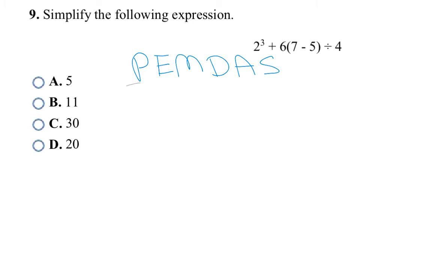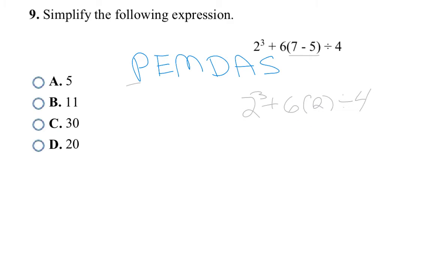So I'm going to do parentheses first. So it's going to be this 7 minus 5. Everything else in this expression will stay the same. I have 2 cubed plus 6, and 7 minus 5 is 2. And then I keep that divided by 4. Now this parentheses doesn't have any operations left in it. It's just there to signify multiplication.